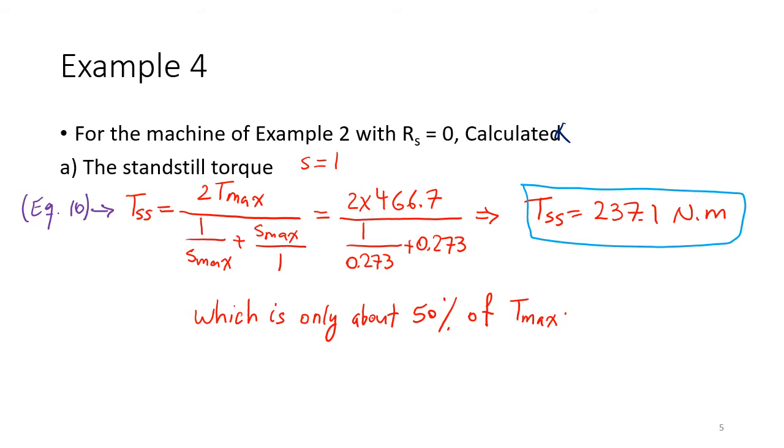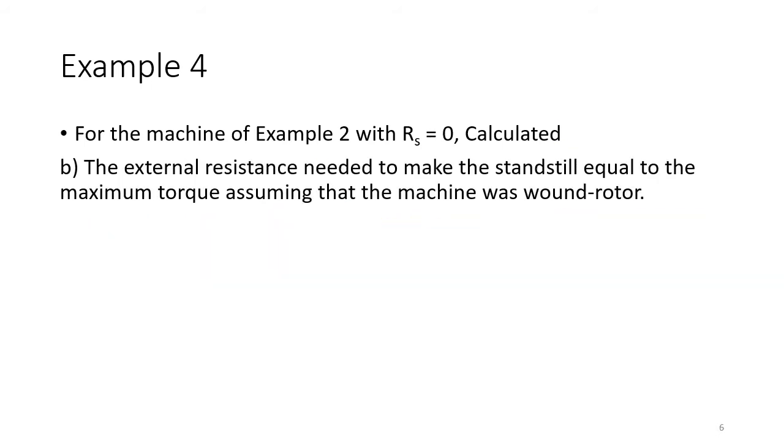Any question here? Everyone done writing? Okay. The next part asks us to calculate the external resistance needed to make the standstill torque equal to the maximum torque, assuming that the machine was a wound rotor.